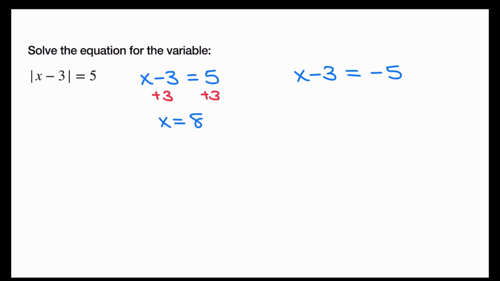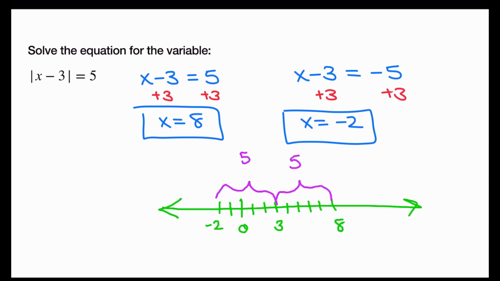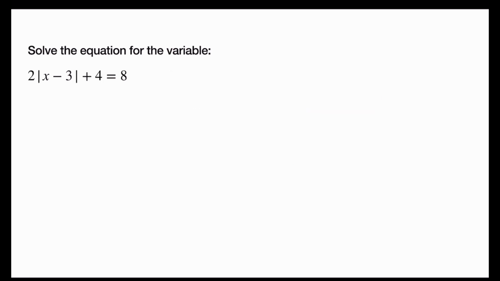Add 3 to both sides, I get a solution of x equal 8. Second one, add 3 to both sides, I get a solution of x equal negative 2. This particular equation, absolute value of x minus 3 equals 5, is actually asking us to find what points are 5 units away from 3, and that was negative 2 and 8. That corresponds with the work we did earlier. All right, let's do one more.